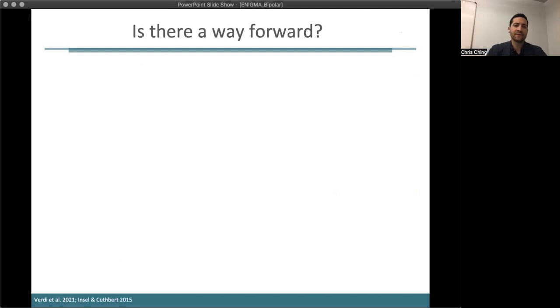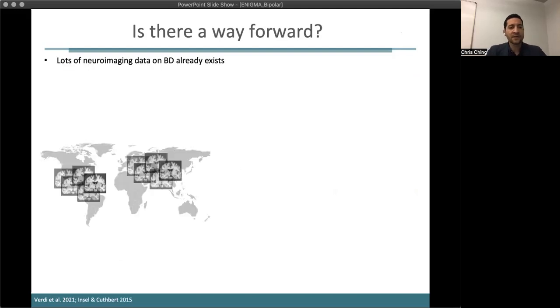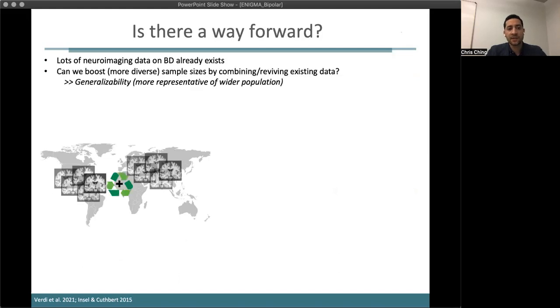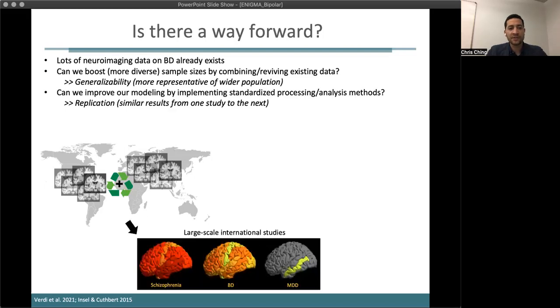So the question is, is there a way forward? Over the years, there have been many independent neuroimaging studies conducted in bipolar disorder. Many of these researchers work independently and don't often pool their data samples. And so the question is, could we potentially boost more diverse samples by combining or reviving this existing data that already exists out in the world? In theory, that would improve generalizability and create more representative samples of the wider population.